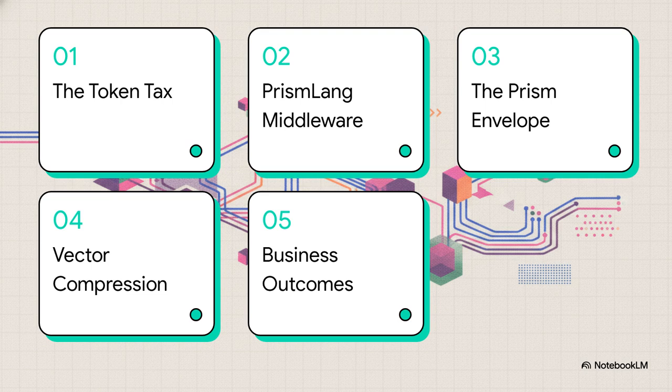Here's our roadmap for the explainer today. 1. The token tax. 2. PrismLang middleware. 3. The Prism envelope. 4. Vector compression. And 5. Business outcomes. Let's get right into it.